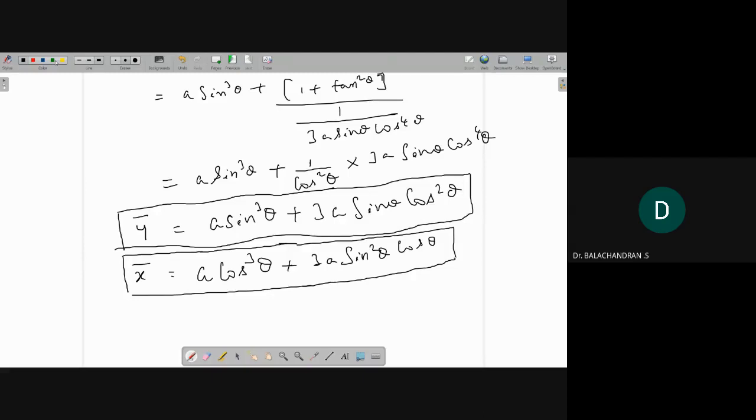So x bar and y bar, please tell how to eliminate theta. Sir, similar to the last one, we have to find x bar plus y bar and x bar minus y bar. Okay, thank you. So we need to calculate x bar plus y bar, because if you add these two, you'll get the form a plus b whole cube. If you subtract these two, you'll get a minus b whole cube. So that is the intention.